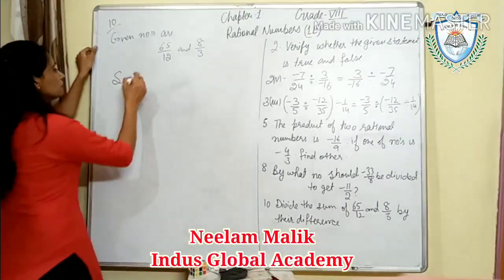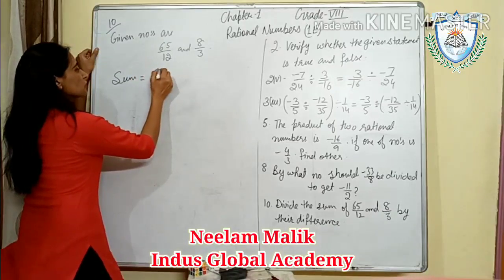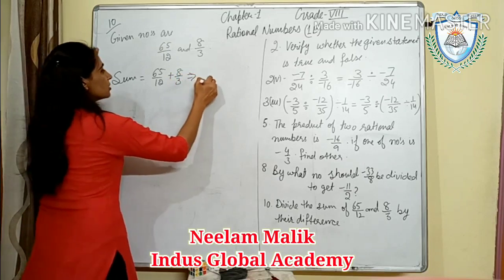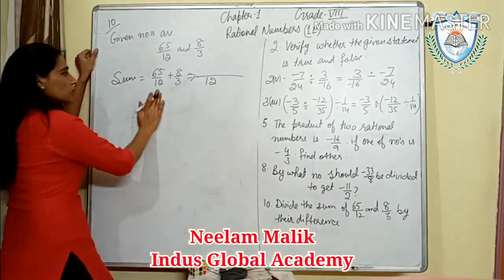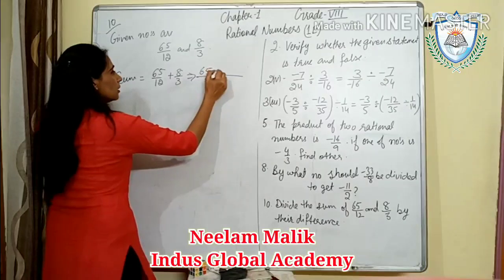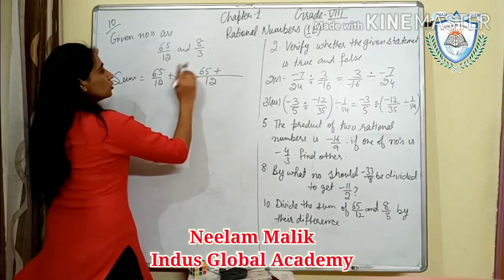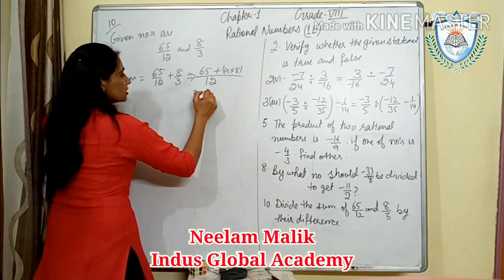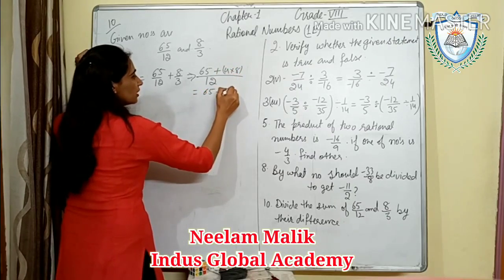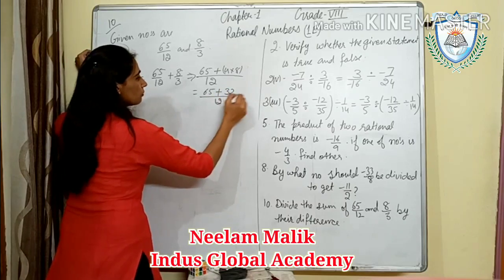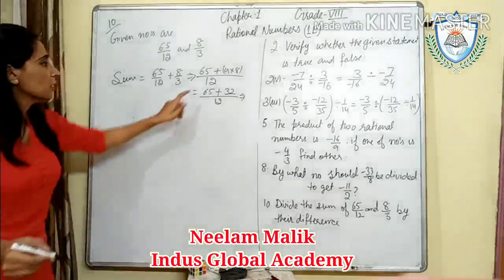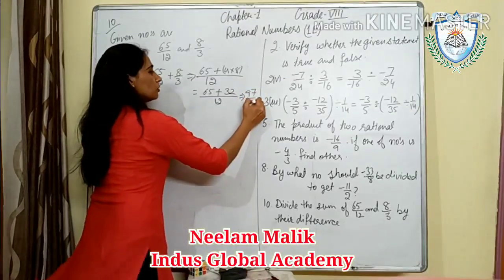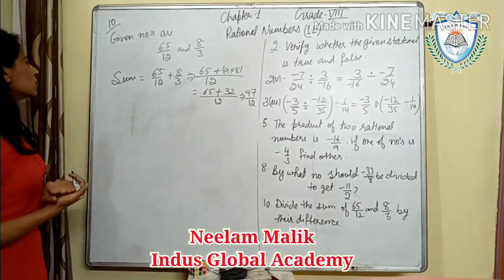So what will be the sum? Sum is 65 upon 12 plus 8 upon 3. So here the LCM will be 12. 12 ones are 65 as it is, plus 3 fours are 12. So 3 fours are means 4 and 8, both will be multiplied. 65 plus 32. Here will be 12. Write this answer. Add them. 5 and 2, 7. It will be 97 upon 12. Okay, so this is the sum.